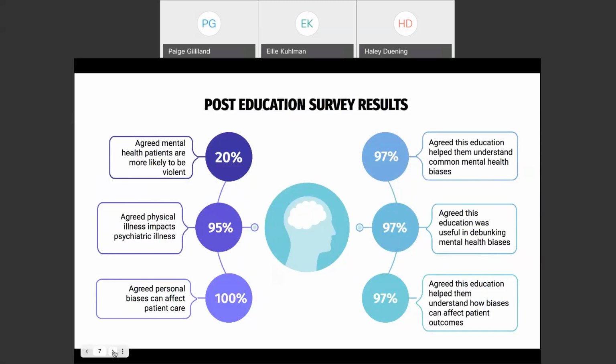97% agreed that education helped them understand common mental health biases. 97% agreed this education was useful in debunking mental health biases. And 97% agreed this education helped them understand how biases can affect patient outcomes.